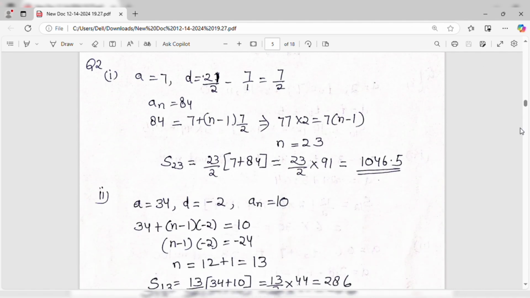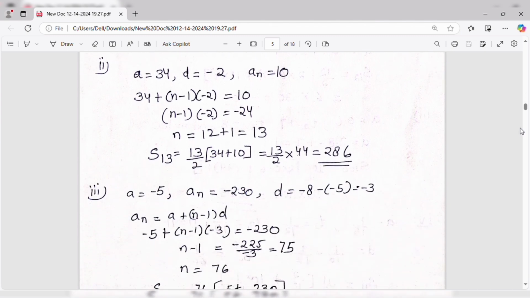In the second question, we are asked to find Sn. In the first part, a is 7, d is 7 by 2 and an is 84. So we will use both the formulas an and Sn. We will use an to find n, and after getting n we will substitute it in the given formula of Sn and we will get S23 as 1046.5. In the second part, a is 34, d is minus 2 and an is 10. After applying the formula of an, we will get n as 13 and S13 would be 286.